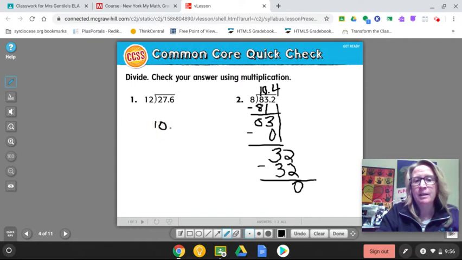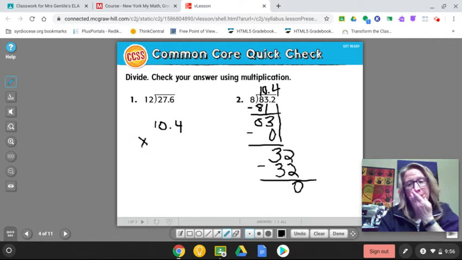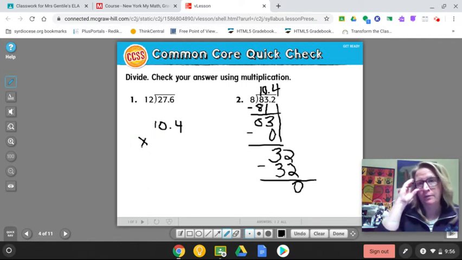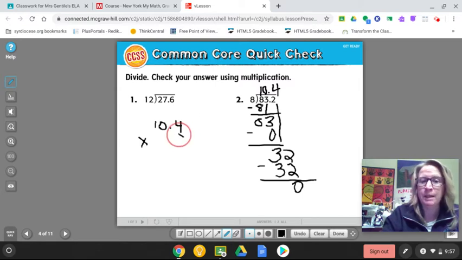10 and 4 tenths times 8. Because you multiply in a division problem in order to check your answer to see if you divided correctly, you have to end up with your dividend. So you multiply your quotient times your divisor, and you should end up with your dividend. So I'm multiplying by 8. That's where I got my information from. Don't need to line any decimals up.